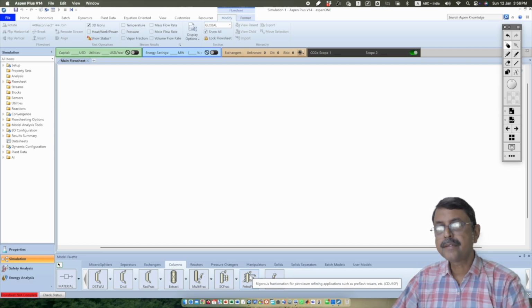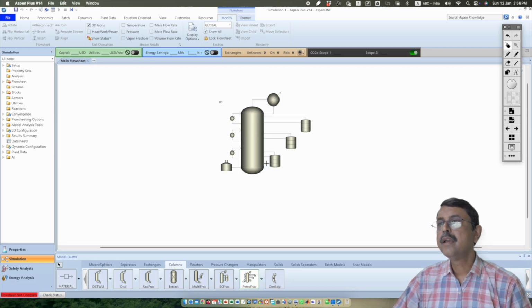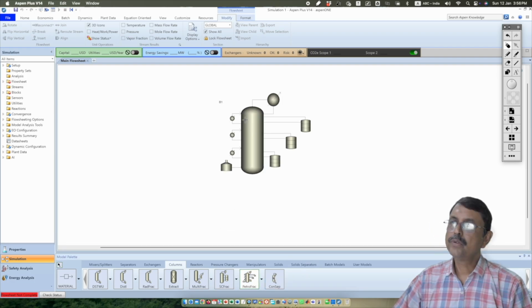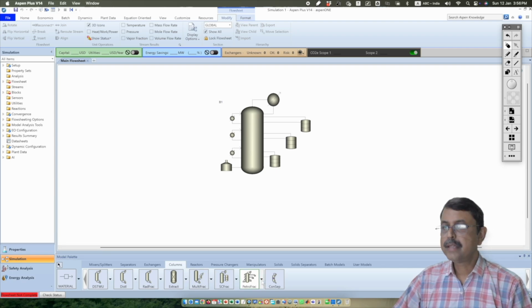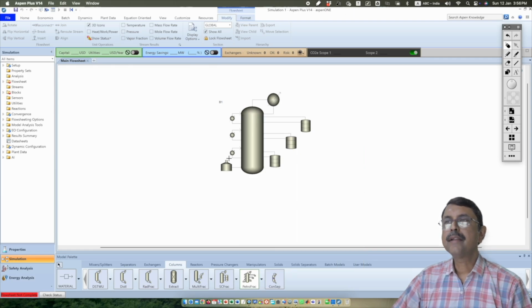Okay, so this we will use today. Now in Petrofrac, if you take it over here, do not get confused with icons like this. There are a lot of other icons. You can use a simpler icon of this nature also. It doesn't matter. You have to understand what exactly it means.